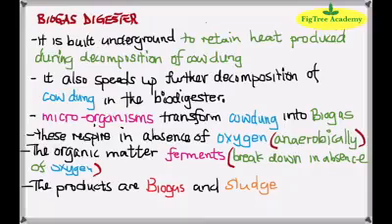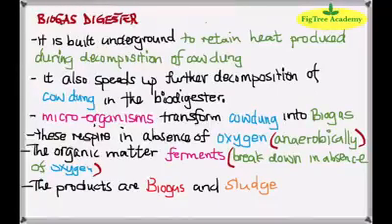So to summarize, a biogas digester is built underground to retain heat produced during decomposition of cow dung by the microorganisms or bacteria that respire anaerobically. This speeds up further decomposition of cow dung in the digester, which leads to formation of biogas. The organic matter ferments, so we must note that there is fermentation, which is the breaking down of organic matter in absence of oxygen. And the products are biogas and slurry.